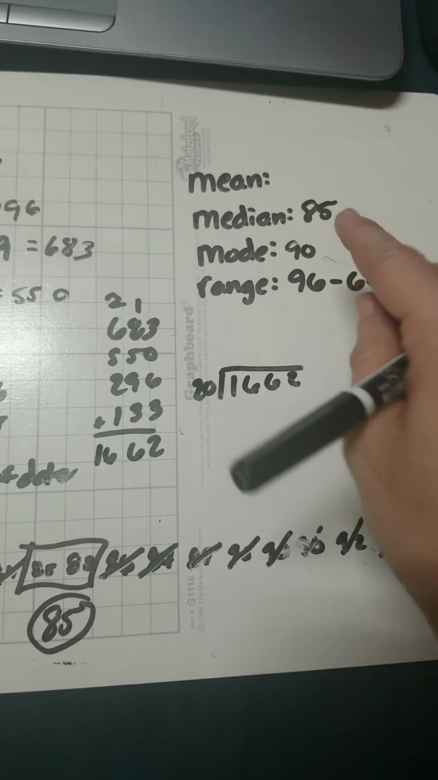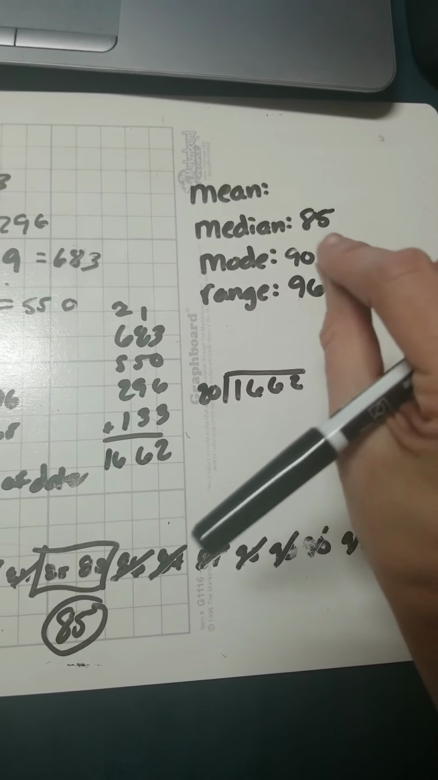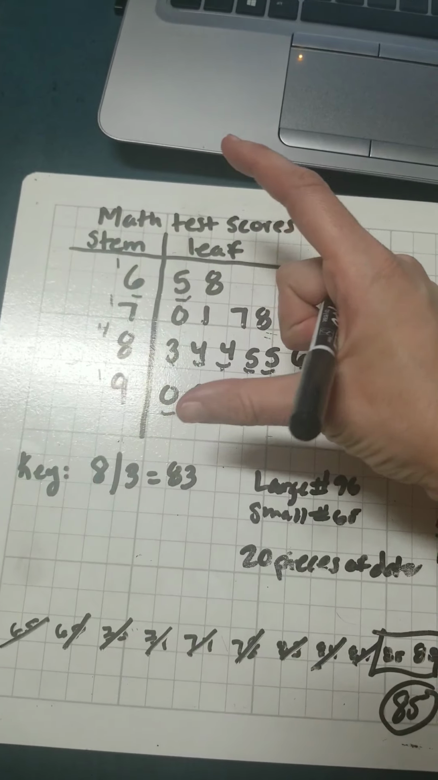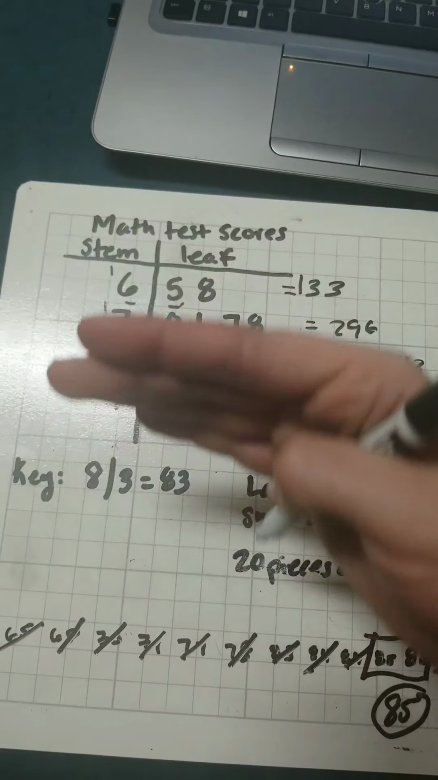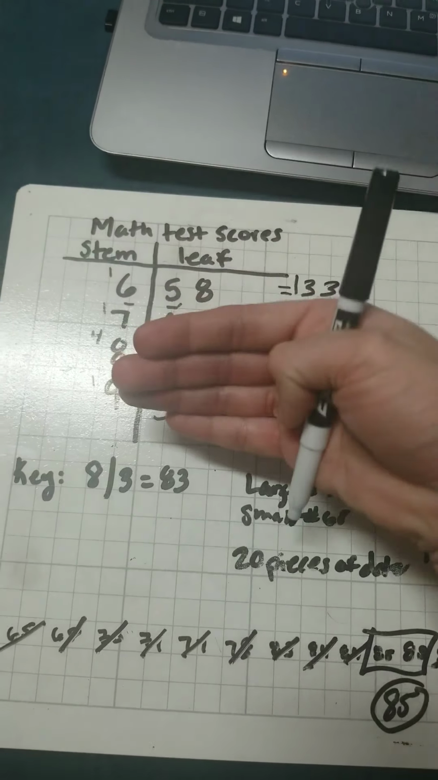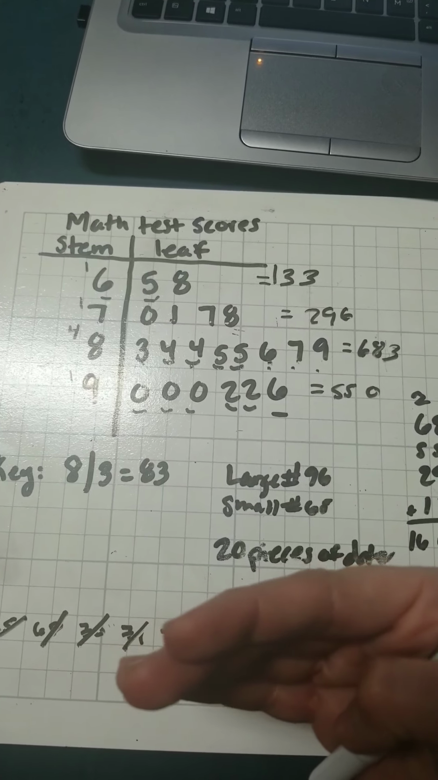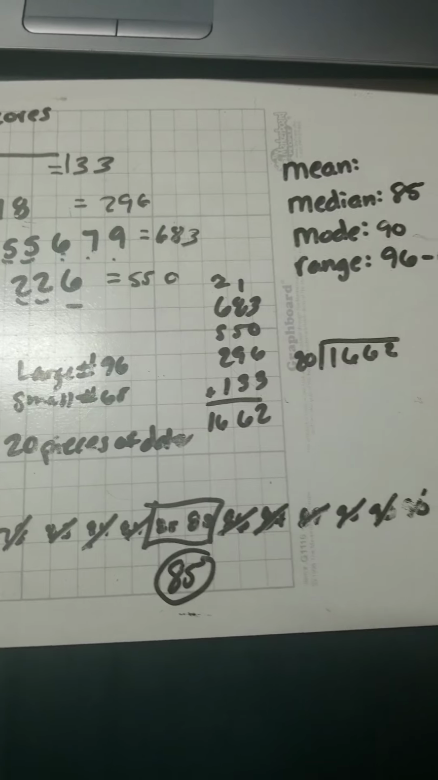So just a rule of thumb, my answer should be relatively close to 85 because these numbers are all kind of clustered together. There's no extreme outliers. So there's not a number that's extremely lower than the rest, and there's not a number that's extremely higher than the rest. Therefore, it's not going to skew my mean.